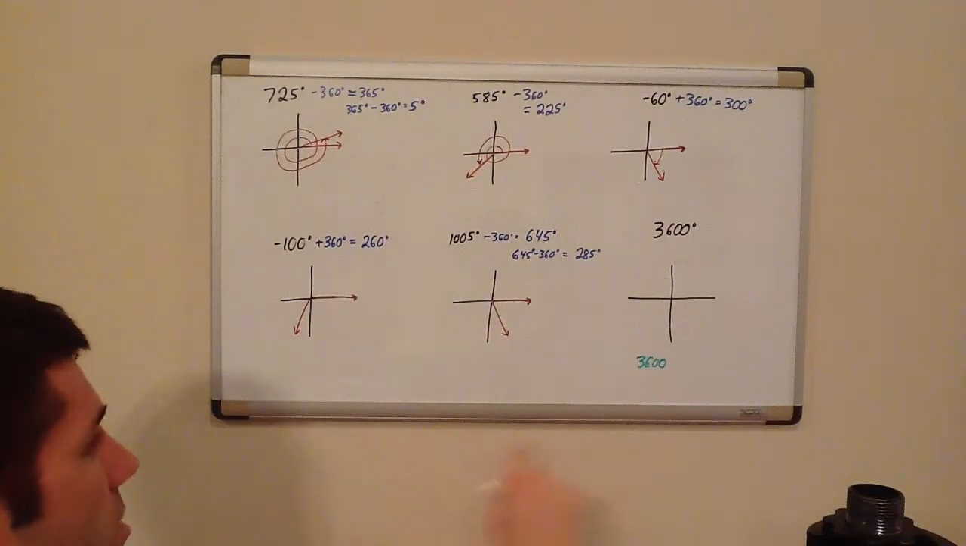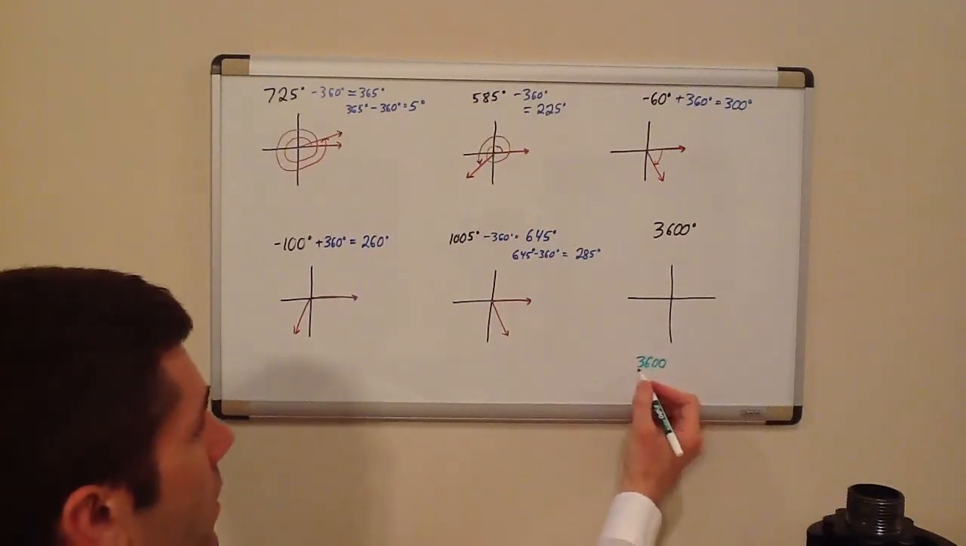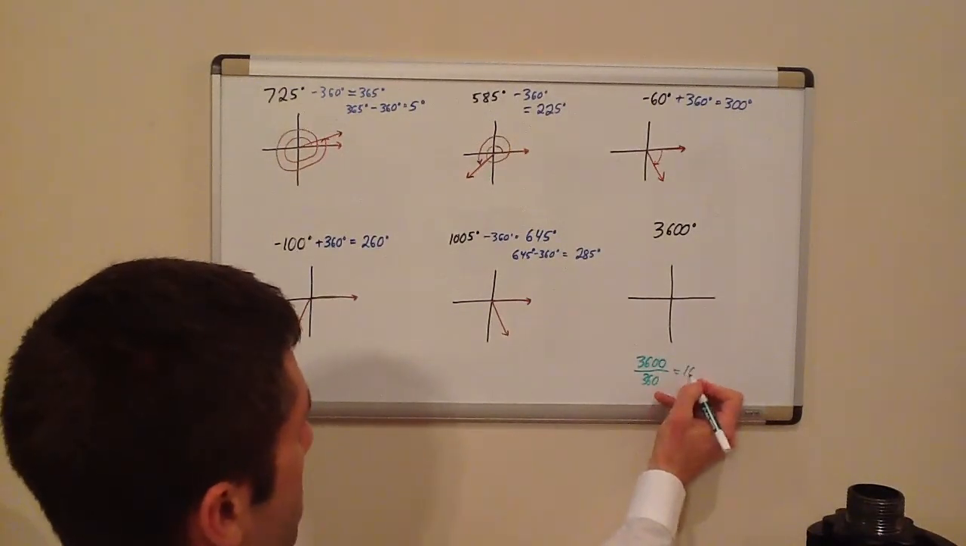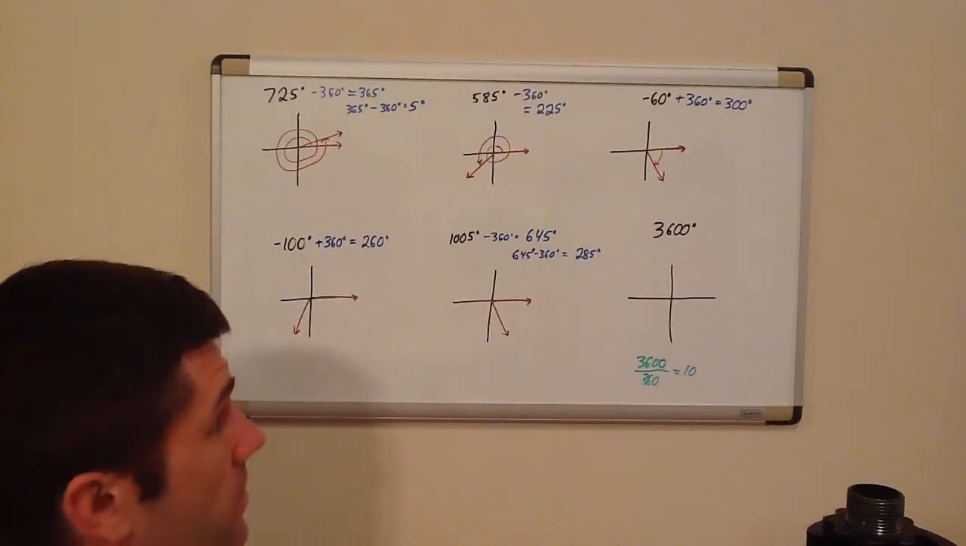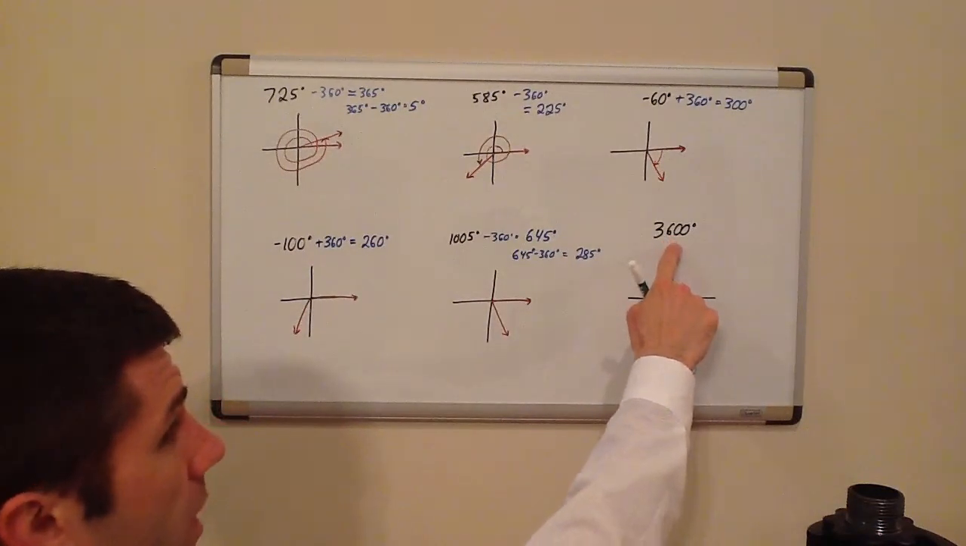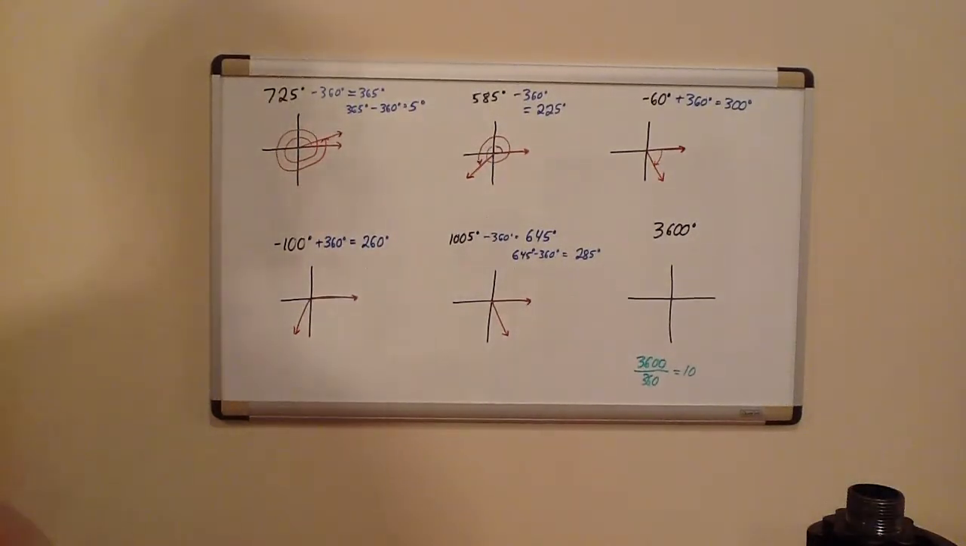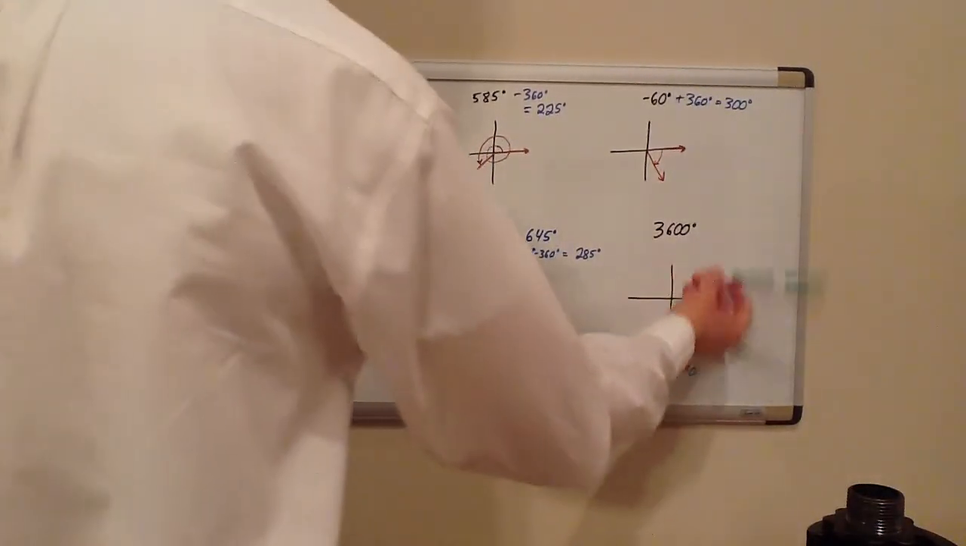Let me ask a silly question. Does 3,600 divide by 360 evenly? You bet it does. It goes 10 times. What that really means is a 3,600-degree angle means that I would really make 10 revolutions around the circle.